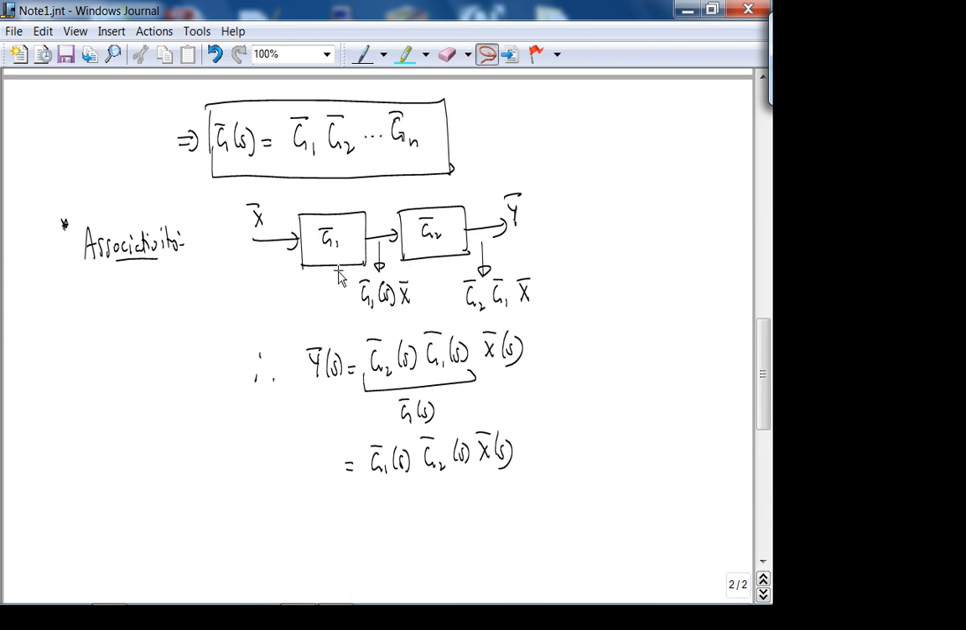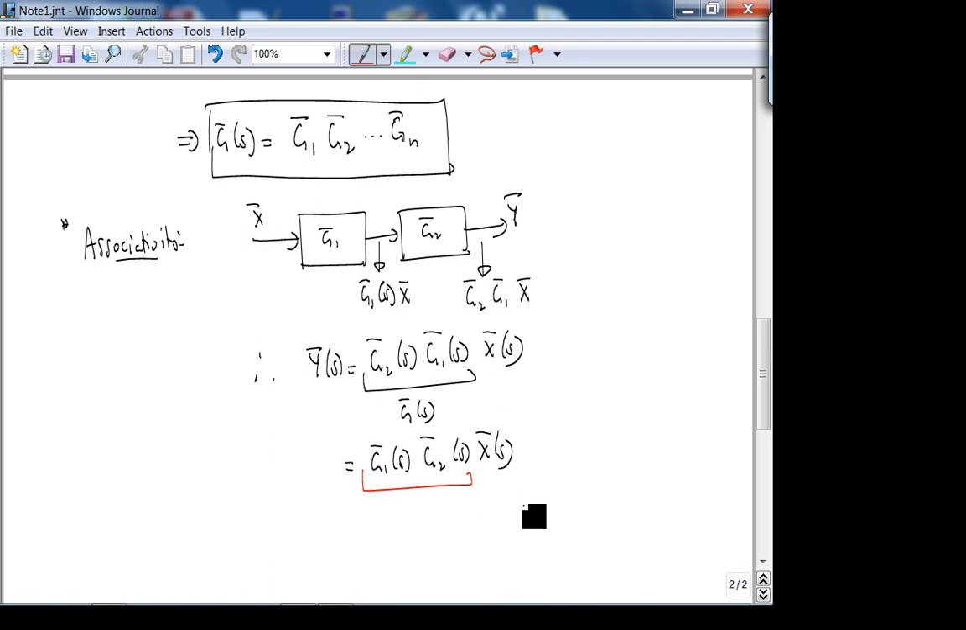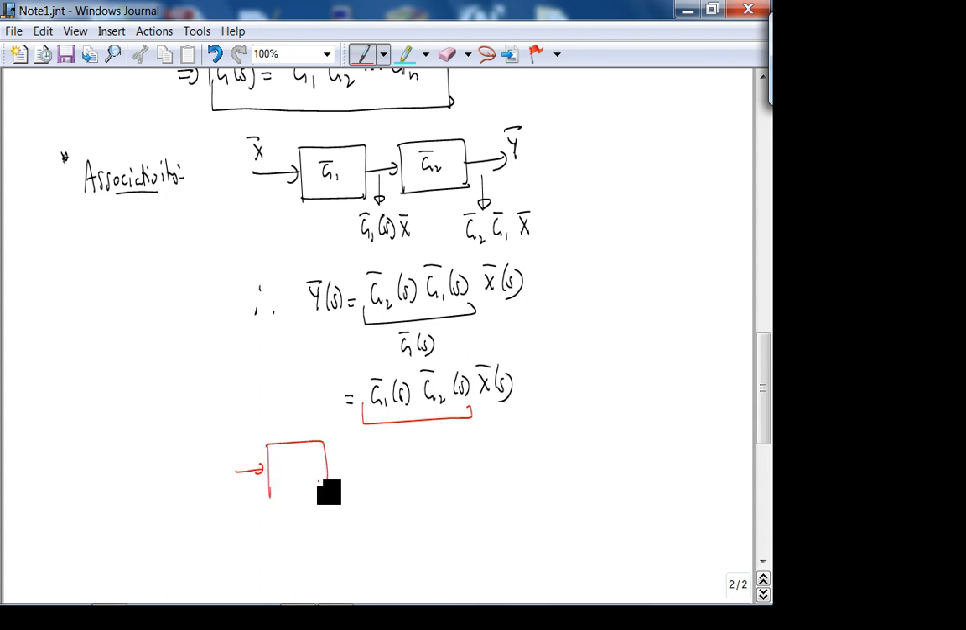So, how does the picture change? What is the picture corresponding to this? Let me use a different color. I did G2, G1. So what's the picture corresponding to this? You understand the question? Yes. So in other words, I first take x, multiplied by g2, and then I multiply it by g1. So in other words, it doesn't matter which transfer function you apply first, okay? It's kind of obvious, right?